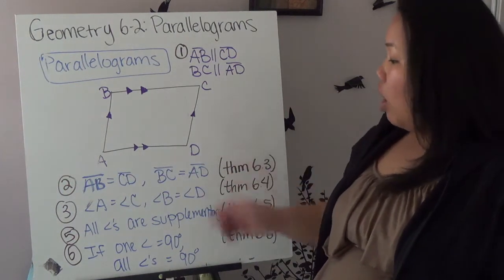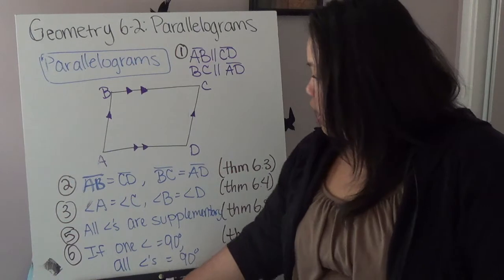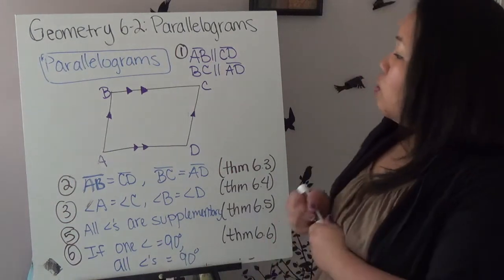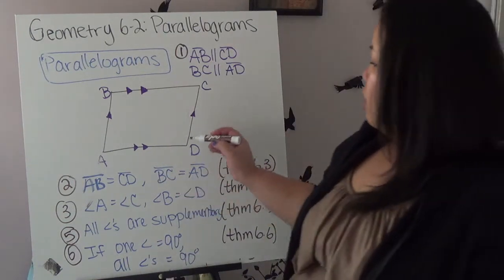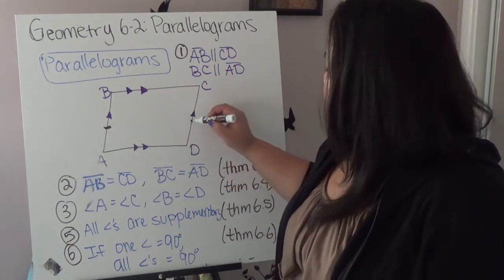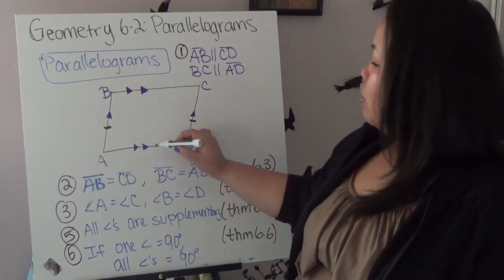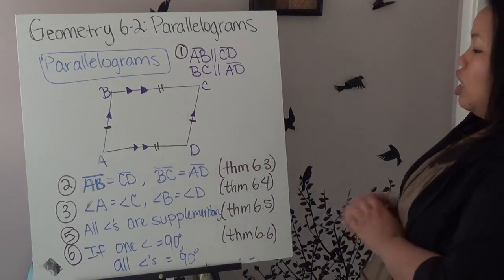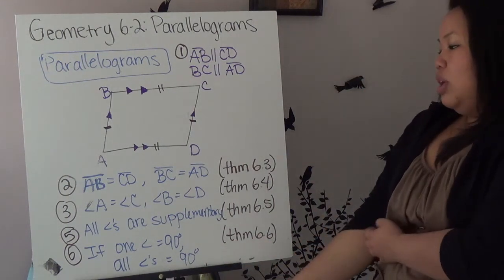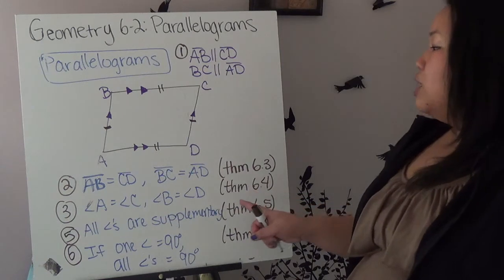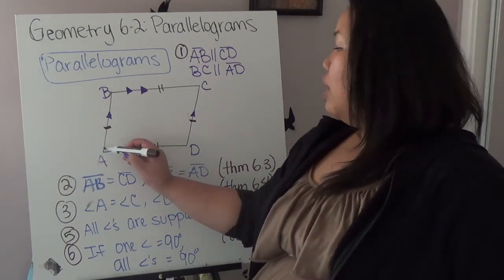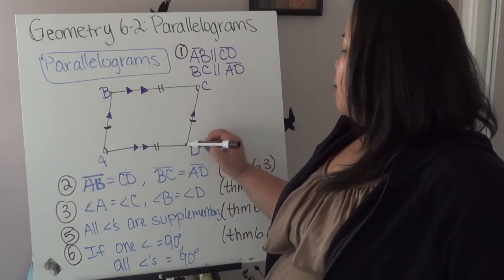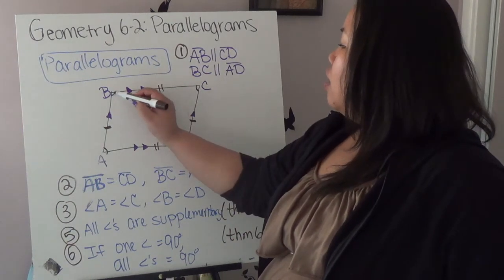With that, I can also say that AB equals CD, so this equals this, and I can also say the other side. So opposite sides are not only parallel, but they're equal, and that's theorem 6.3. Theorem 6.4 tells me that opposite angles are equal. So angle A equals angle C, and angle D equals angle B.